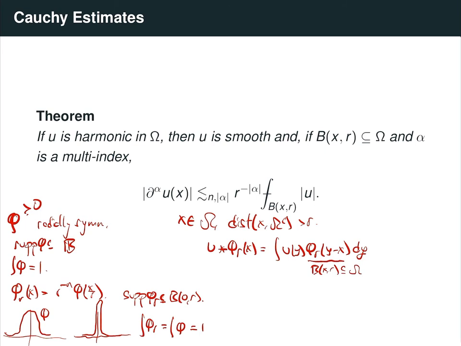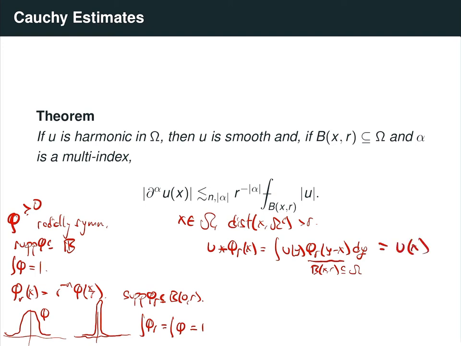Now, because of the radial symmetry of phi_r and the fact that the integral of phi_r is equal to 1, this phi_r of y minus x is going to be a radially symmetric function around the point x. And so you can show by a computation using polar coordinates around the point x, and the fact that we have the mean value property for the function u, so its integral on spherical shells around x is equal to u of x, that this integral is actually just equal to u at x.